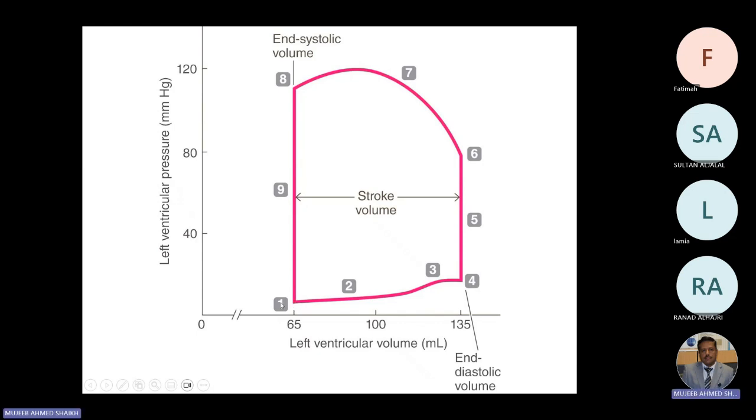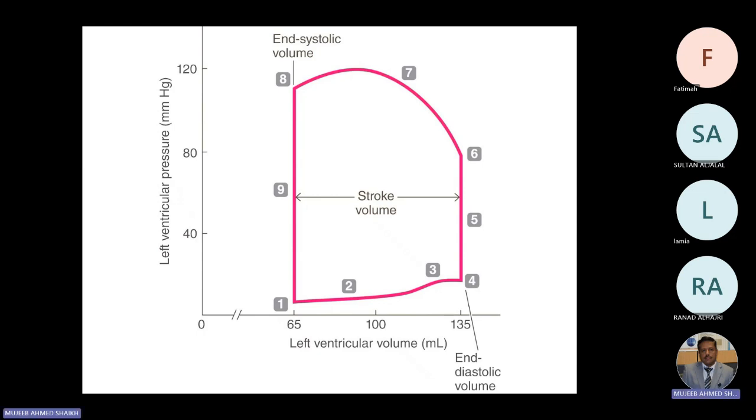At this point, at number 1 again, which valve will open? The AV valve will open, that is, the mitral valve will open, and then it will start receiving the blood. So this is a diagram showing you pressure volume changes in the left ventricle.